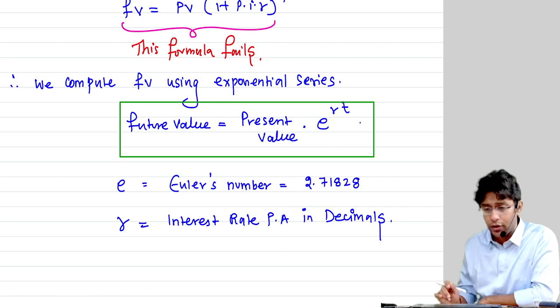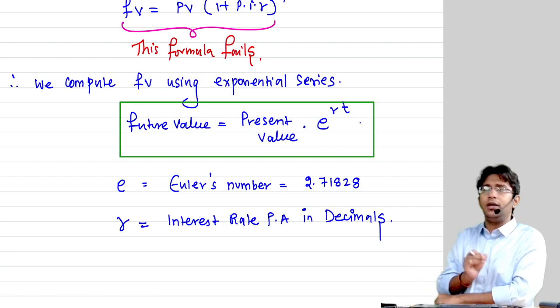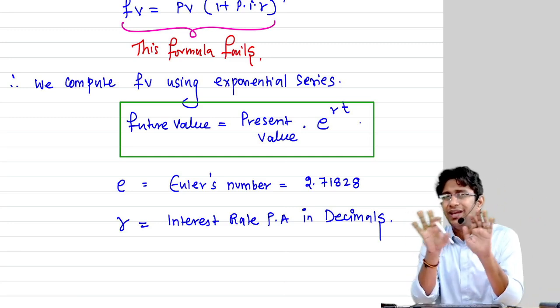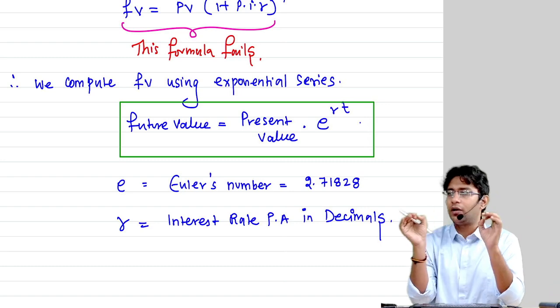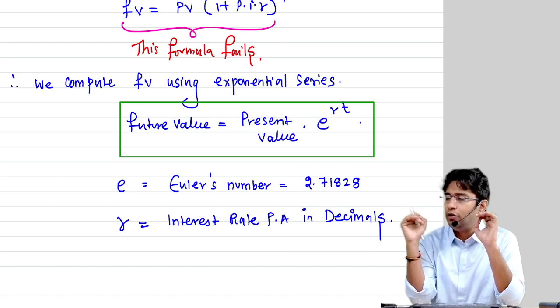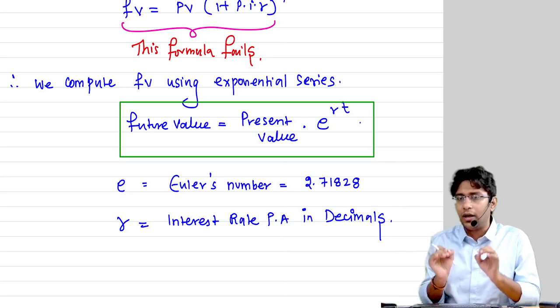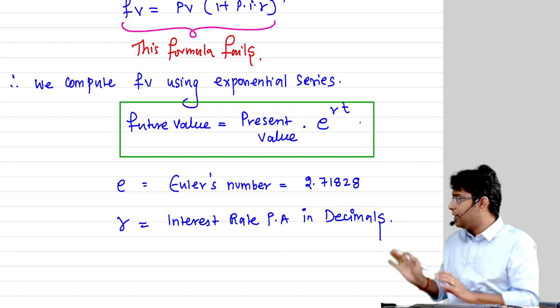Guys, this is very important. Please be careful while using continuous compounding. There is no concept of PIR. The PIR concept is for the normal formula. When you come to the continuous zone, R always should be per annum only. Of course in decimals, but per annum.